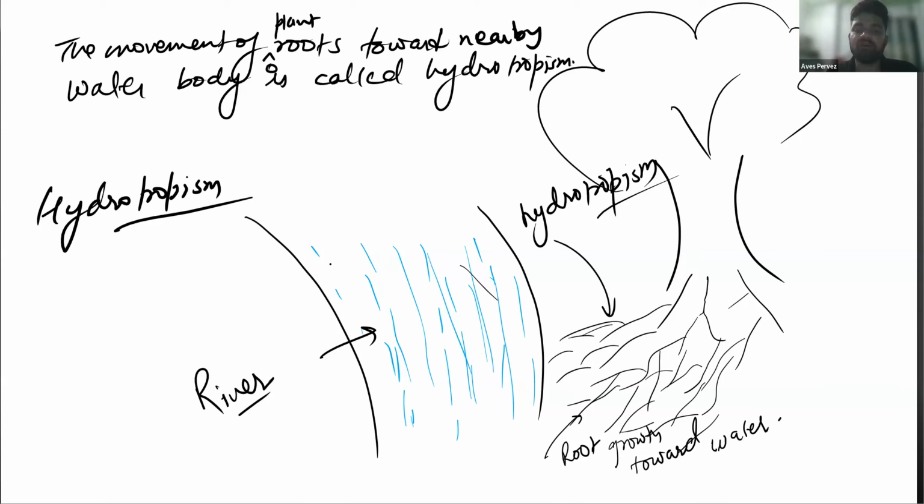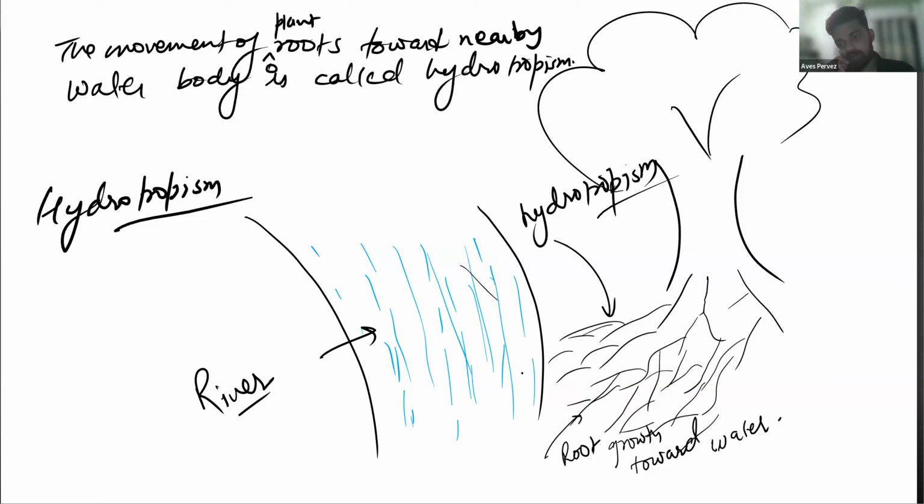So some specific plants move towards water, right? Most plants move towards the water body. If there is a nearby water body, like a pond or a river flowing nearby, the roots of the plant will move towards this water body in order to get water.